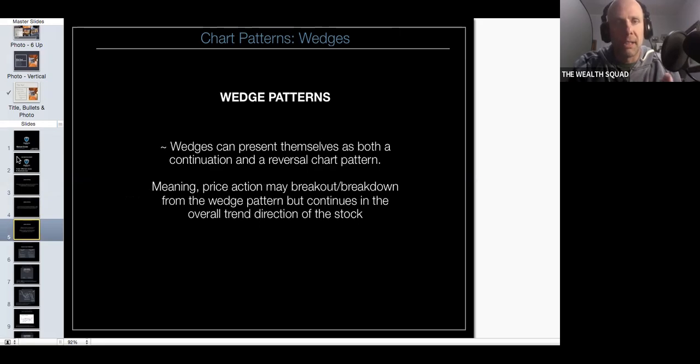And the wedges can present themselves as both a continuation and a reversal chart pattern. So they're a little bit trickier to know, but what that means is the price action may break out to the upside or break down to the downside from the wedge pattern, but it continues in the overall trend direction of the stock, in whichever direction that's going.